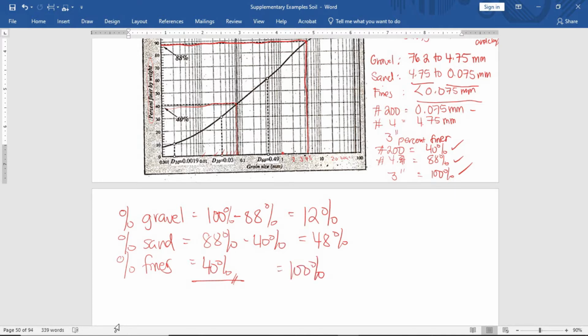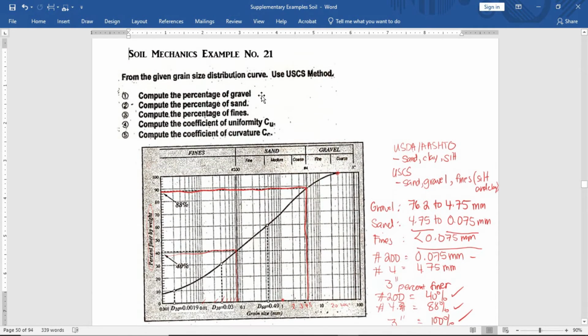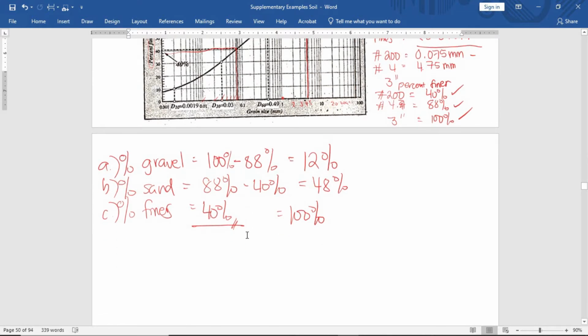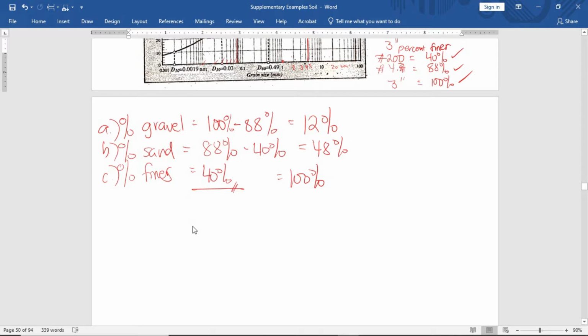So, after that, since nakuha na natin yung percentage ng gravel, sand, tsaka fines, yan yung ABC natin. So, simple, as long as marunong tayo magbasa ng graph curve. So, after that, letter D is find the coefficient of uniformity, which is CU. So, ano ang formula ng CU natin?